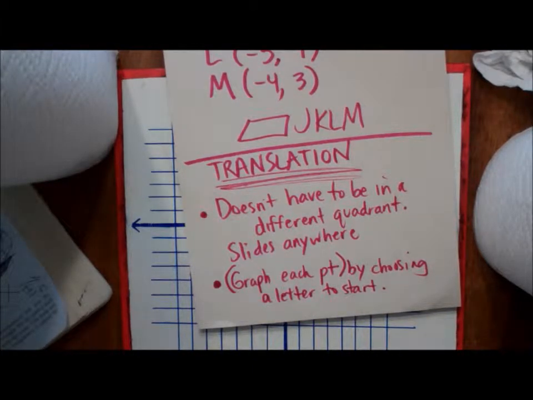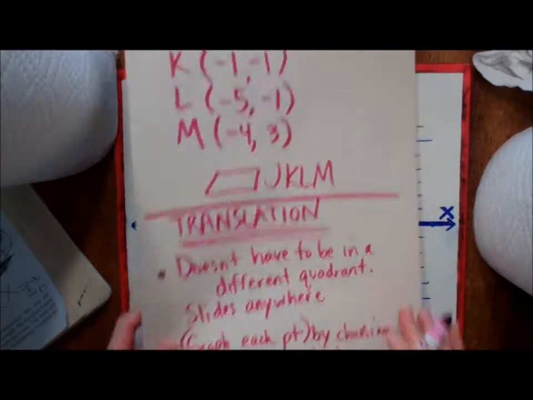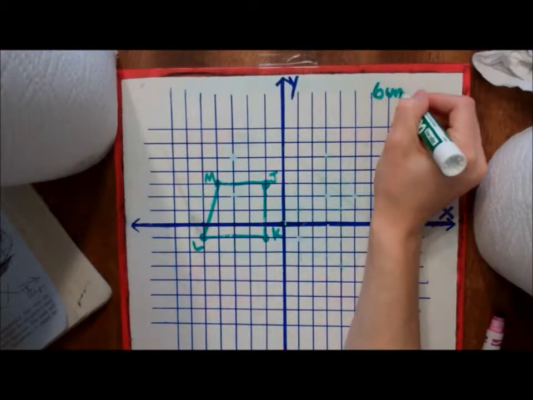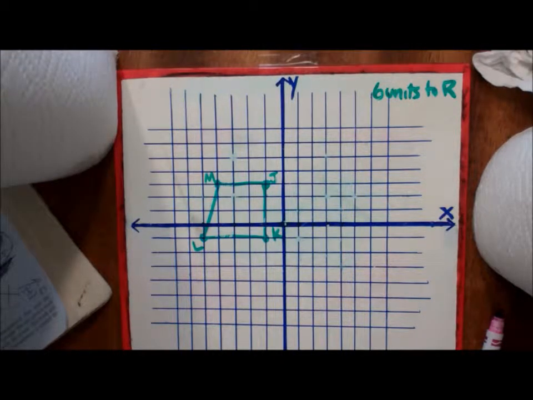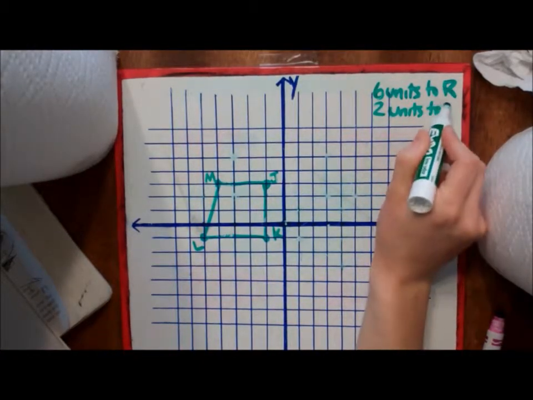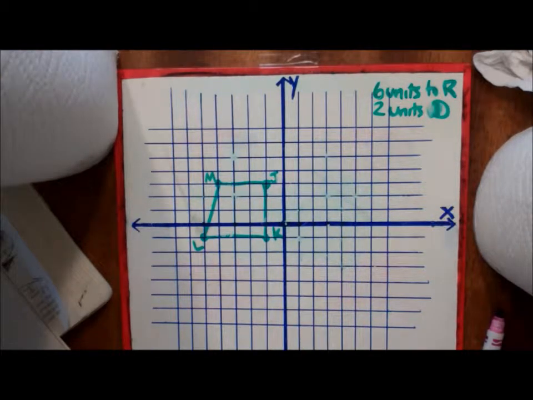Okay, so what they're telling me to do is they want me to translate quadrilateral JKLM 6 units to the right. Okay, so let me write that down. 6 units to the right. Okay, hopefully you can see that. Yeah, 6 units to the right, and they're wanting me to go 2 units down. So 6 units to the right and 2 units down. Let me just put a D for down. Okay? So 6 units to the right and 2 units down.